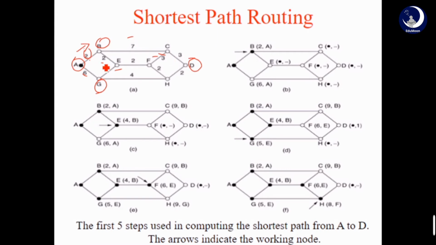Then next, E's adjacent nodes are G and F. And here the cost is less, but if we calculate the total cost from A, B, E, G, H, it will be more than A, B, E, F. So the EF path will be selected. Then from F to H. Then from H to D. So by following this path, we can reach the destination from A. So the efficient path will be A to B, B to E, E to F, F to H, and H to D.